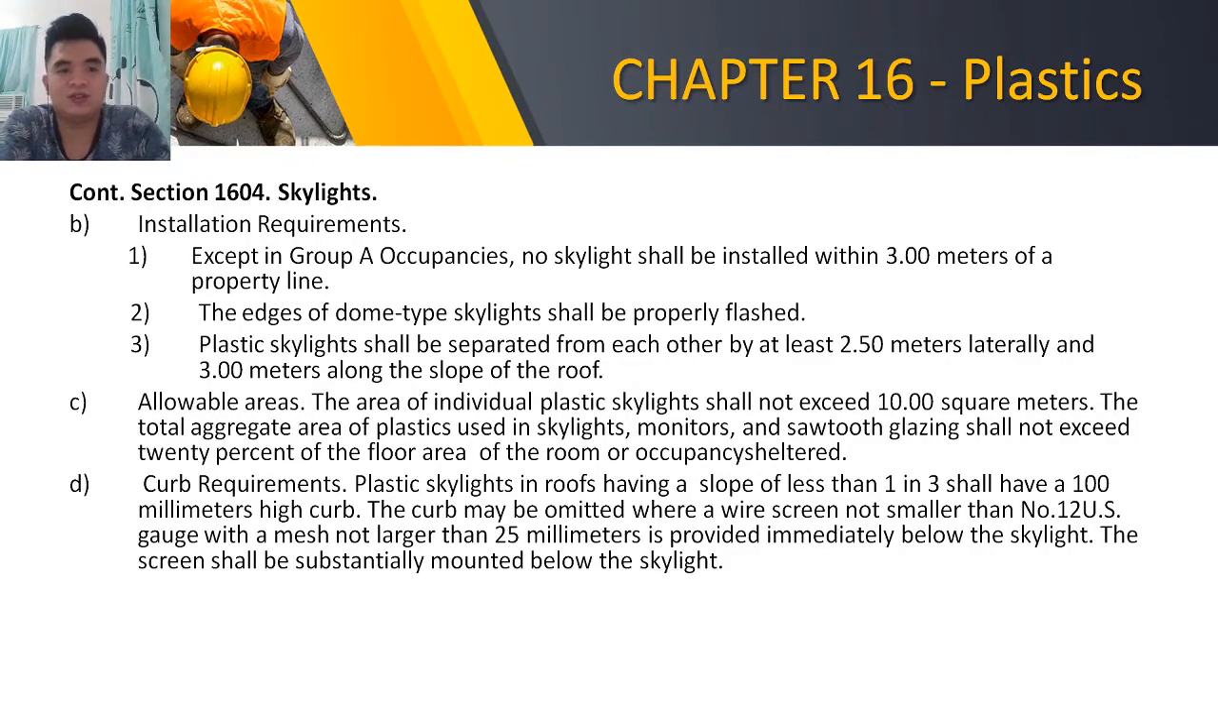Next is the continuation, installation requirements. First, except in Group A occupancies, no skylight shall be installed within 3 meters off a property line. The edges of dome-type skylights shall be properly flushed. Plastic skylights shall be separated from each other by at least 2.5 meters laterally and 3 meters along the slope of the roof. Allowable areas: the area of individual plastic skylight shall not exceed 10 square meters. The total aggregate area of plastic used in skylights, monitors, and sawtooth glazing shall not exceed 20% of the floor area of the room or occupancy sheltered.